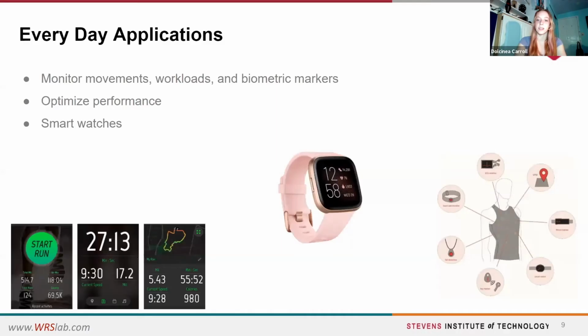Advances in the technology have allowed individual athletes, sports teams, and physicians to monitor functional movements, workloads, and biometric markers to maximize performance and minimize injury. The smartwatches you may be familiar with have similar motion analysis components with movement sensors like a pedometer and physiological sensors like a heart rate monitor.